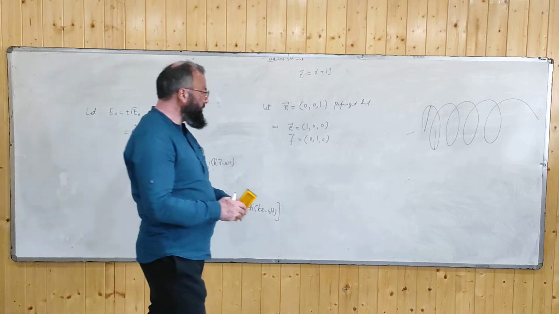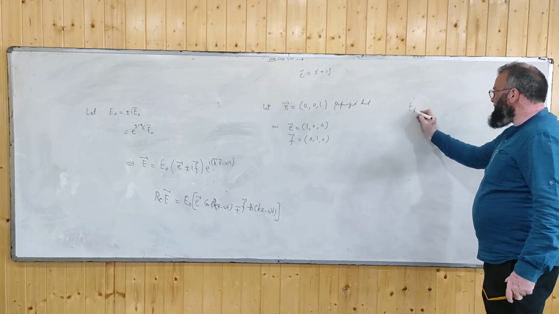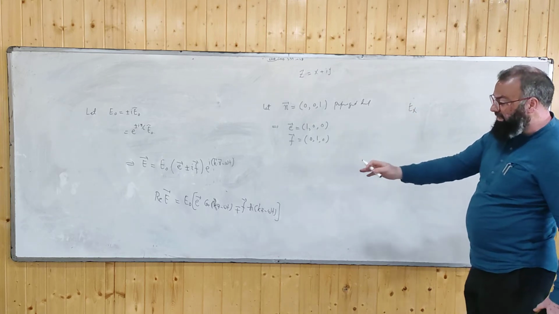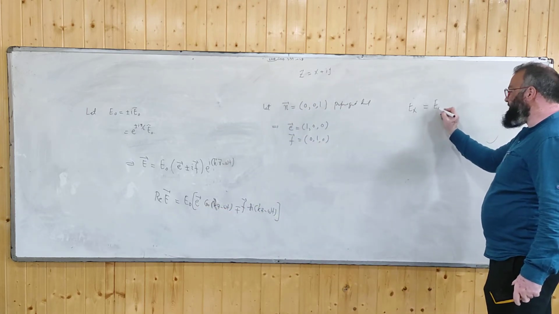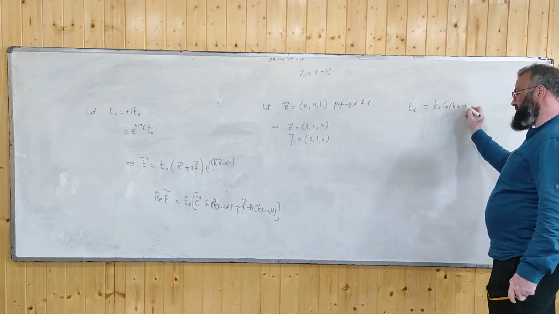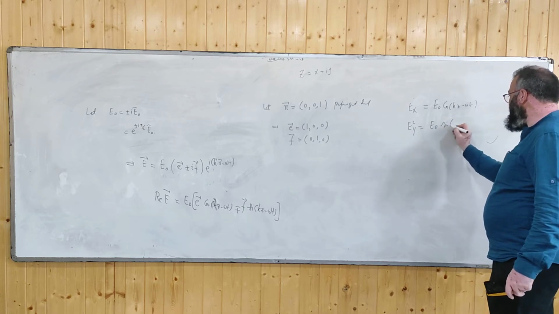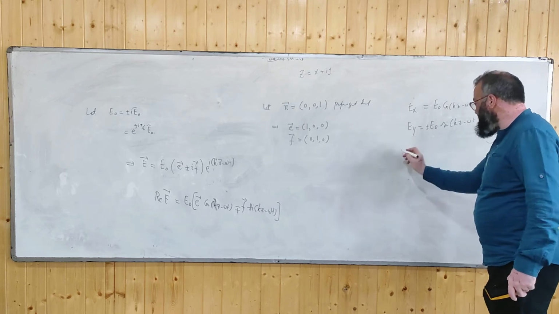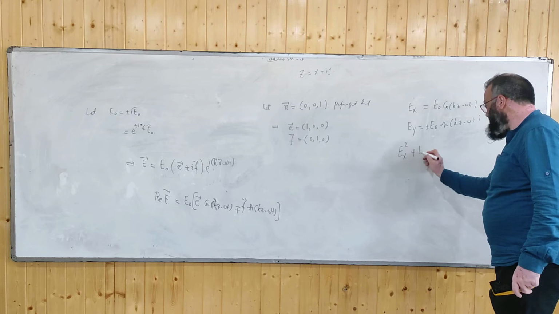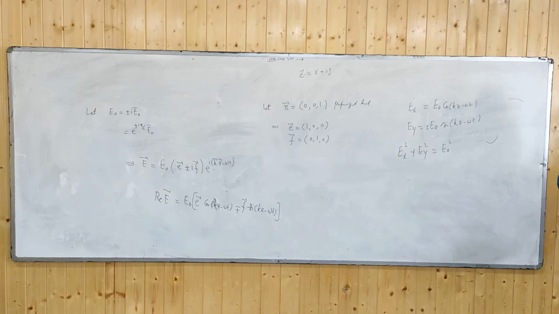Now let's take the components here. What is the Ex component, I mean the real component? It will be simply E0 cosine of Kz minus omega t. What is the Ey component? E0 sine of plus minus Kz minus omega t. Now let's square the two and sum. Ex square plus Ey square is simply equal to E0 square. That means the magnitude of this electric field vector remains constant during its propagation.